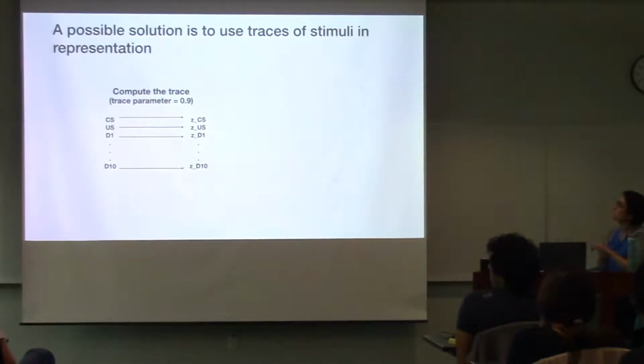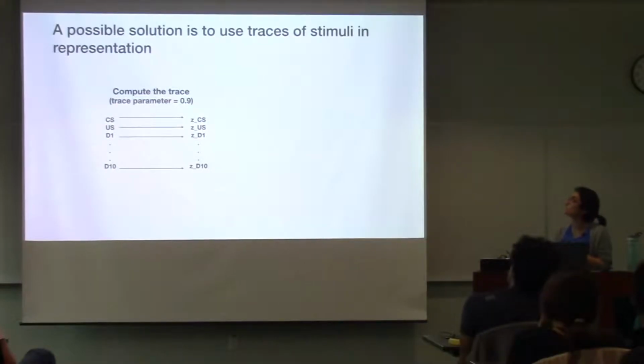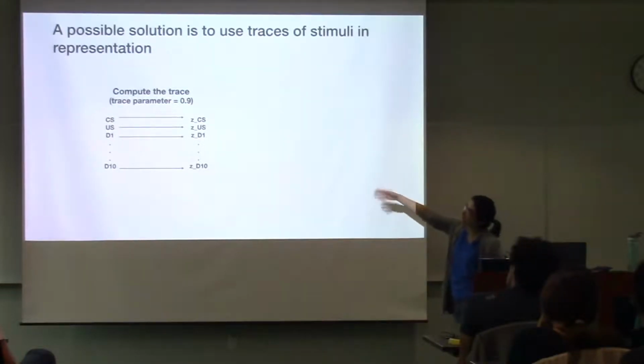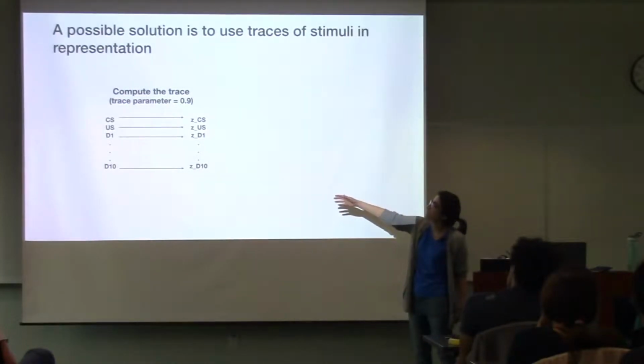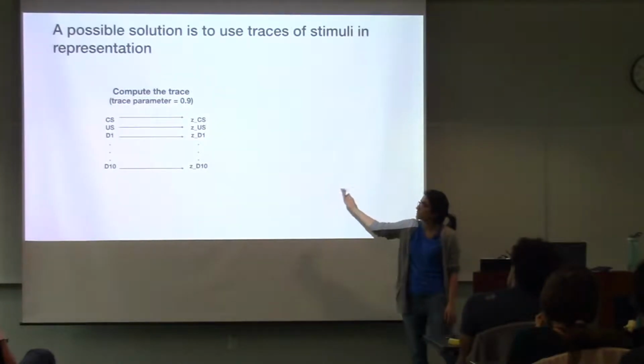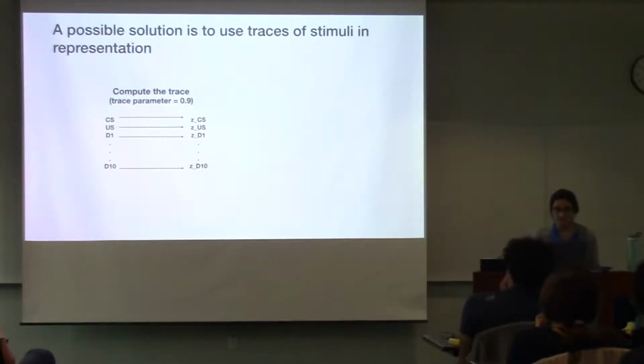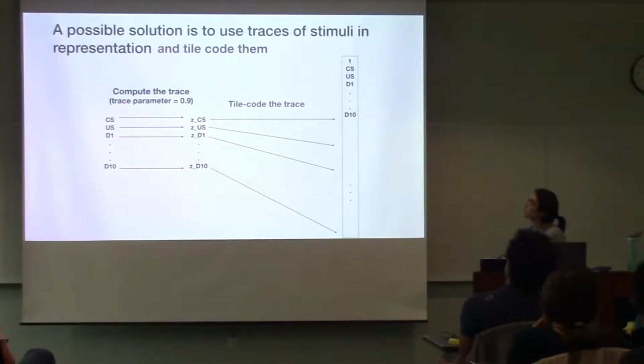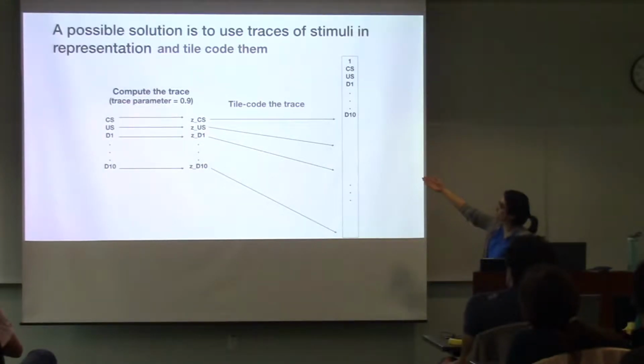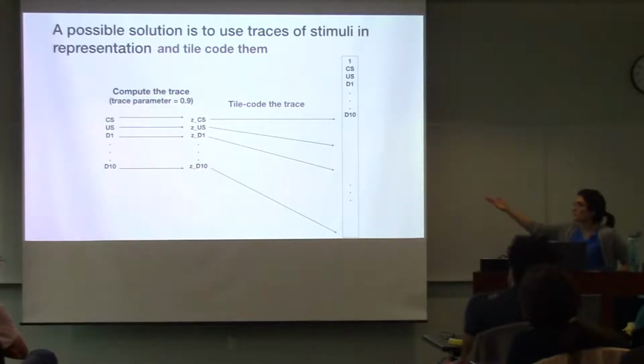Okay, so a possible solution is to use traces of stimuli in the representation. We have these 12 signals, CS, US, and the distractors, and we can compute a trace of each of these signals using a trace parameter like 0.9. We can also tile code the trace, and then our representation would look like this. Again, we have one feature per stimulus, but we also have tile coding of the traces of each of the signals.